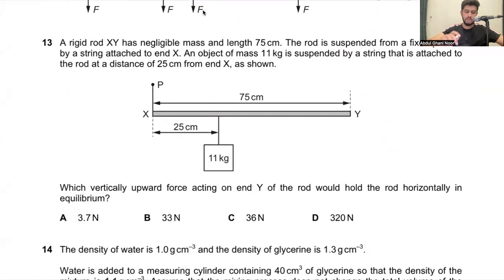Question number 13 says, a rigid rod XY has a negligible mass and a length 75 centimeters. The rod is suspended from a fixed point P by a string attached to end X. An object of mass 11 kg is suspended by a string that is attached to the rod at a distance of 25 centimeters from end X.